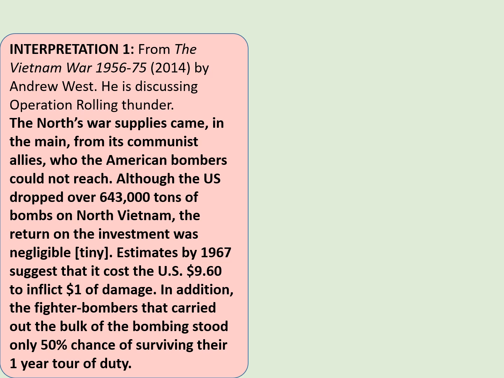He's discussing Operation Rolling Thunder. The North's war supplies came, in the main, from its communist allies, who the American bombers could not reach. Although the US dropped over 643,000 tons of bombs on North Vietnam, the return on the investment was negligible, tiny. Estimates by 1967 suggest that it cost the US $9.60 to inflict $1 of damage. In addition, the fighter bombers that carried out the bulk of the bombing stood only a 50% chance of surviving their 1-year tour of duty.